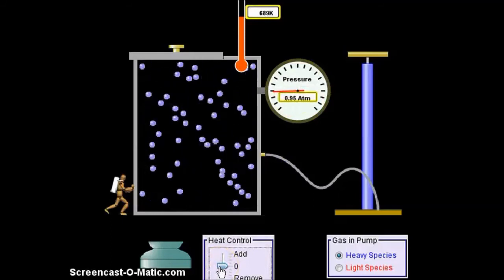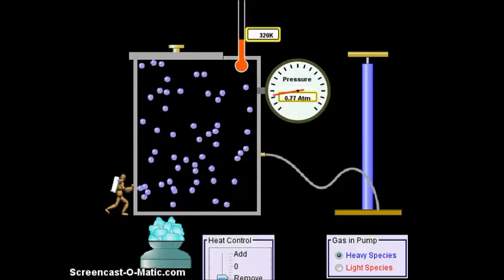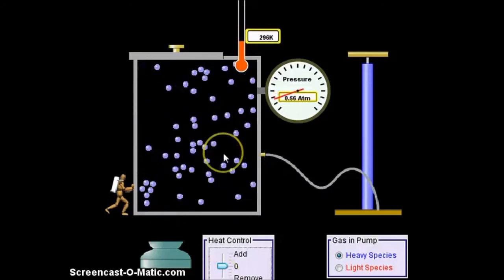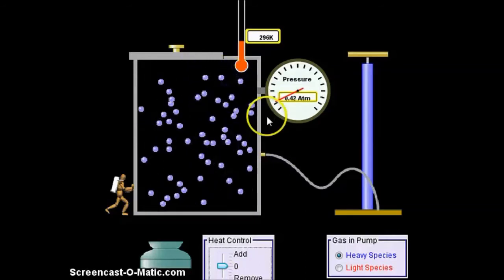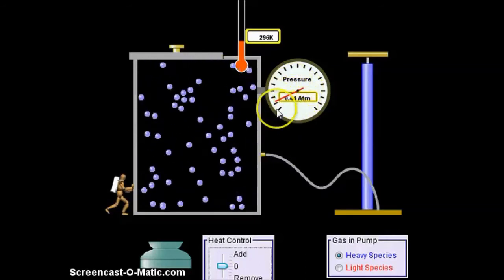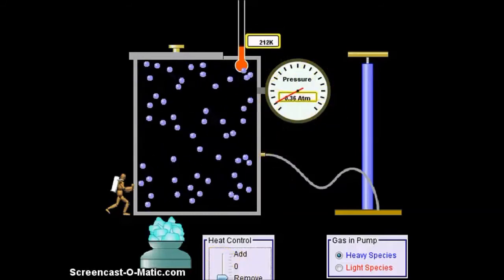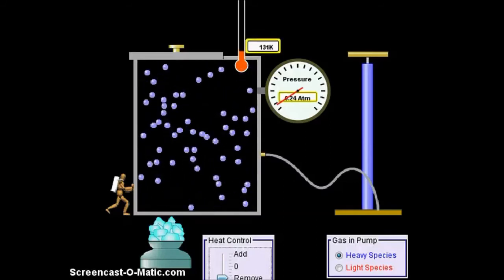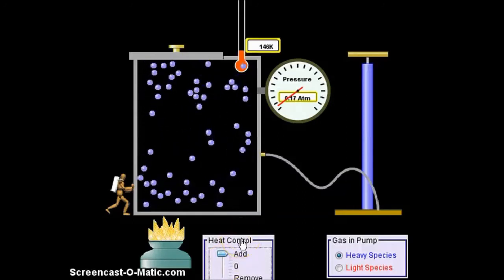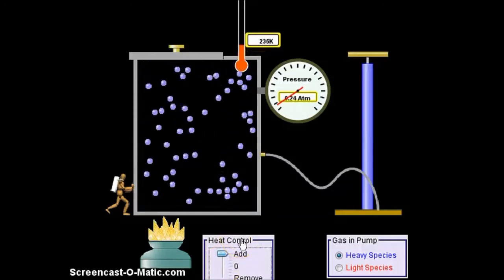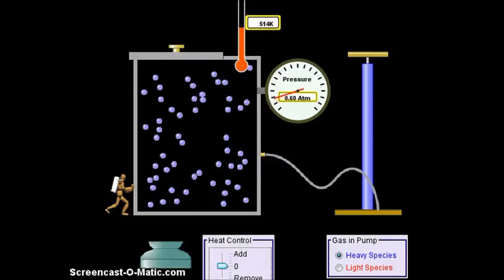If we remove the heat and lower the temperature, you can see that the particles start to move slower, not hitting the box as often, definitely not with as much speed, and the pressure has gone down. So temperature went down, pressure went down. We can do this some more, really lower the pressure. Again, increasing the heat here makes them move faster, makes them hit the box more often, and that's what causes the pressure to go up.